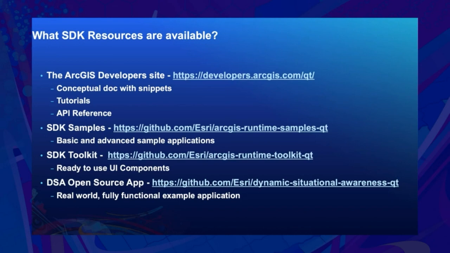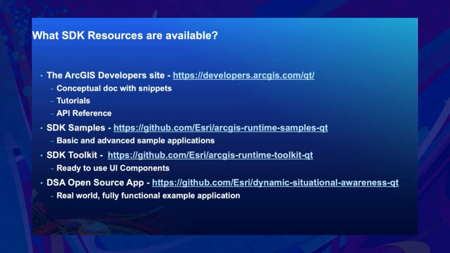We've got lots of conceptual documentation with snippets. We've got tutorials, many new tutorials to help you get started with some of the more basic workflows. We've also got our API reference up there, so you can see all the different members of every single class that we have. We've also got a sample project. This is an open source repo on GitHub. We've got very basic sample applications, and we've got very advanced sample applications.